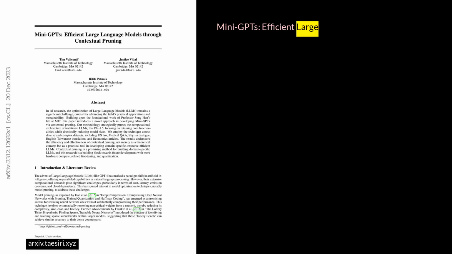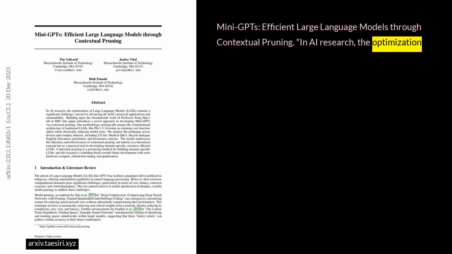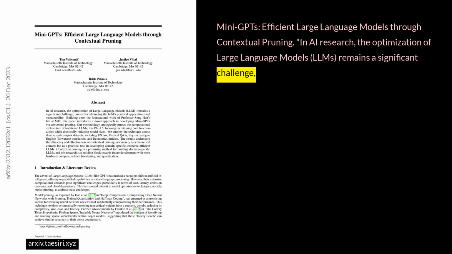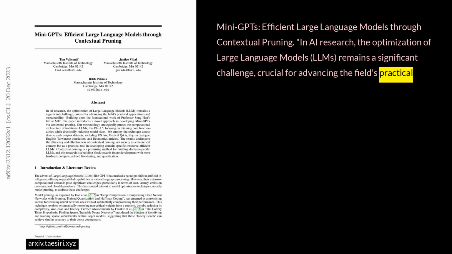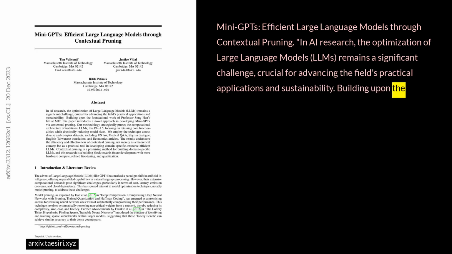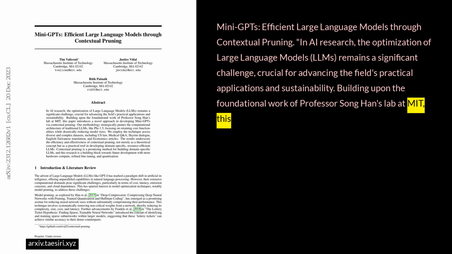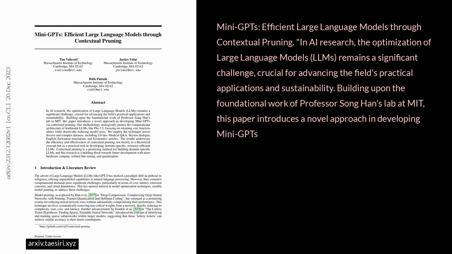Mini-GPTs, efficient large language models through contextual pruning. In AI research, the optimization of large language models, LLMs, remains a significant challenge, crucial for advancing the field's practical applications and sustainability. Building upon the foundational work of Professor Song Han's lab at MIT, this paper introduces a novel approach in developing mini-GPTs via contextual pruning.